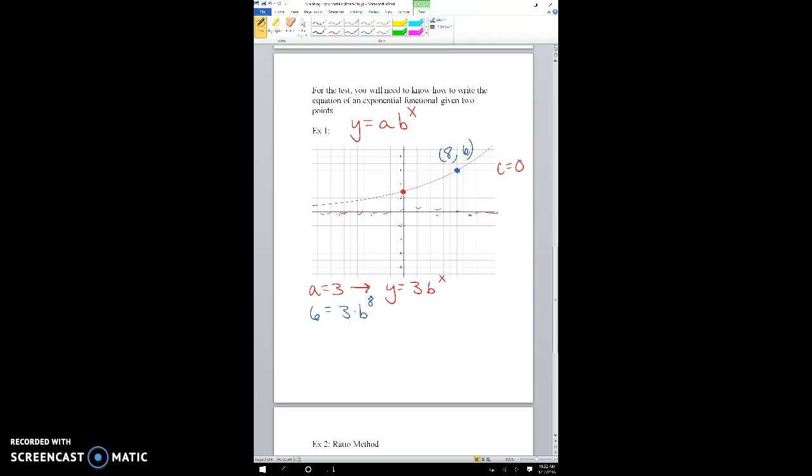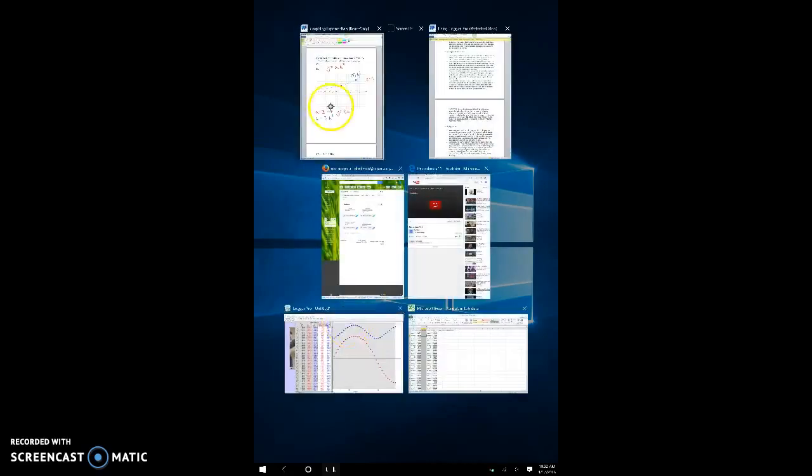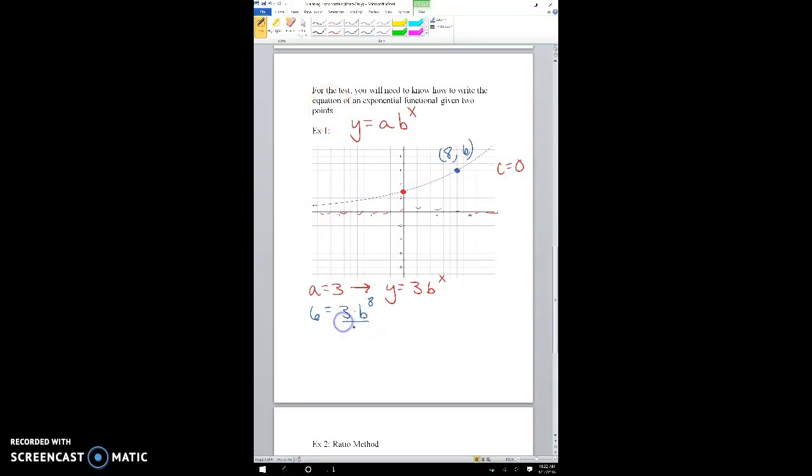Right? And now I'm going to solve for b. So I'm going to divide both sides by 3. You get 2 equals b to the 8th. I'm going to take the 8th root of both sides to get b by itself. According to exponent rules, the 8th root is the same thing as raising both sides to the 1/8 power. That's how you can put it in your calculator.